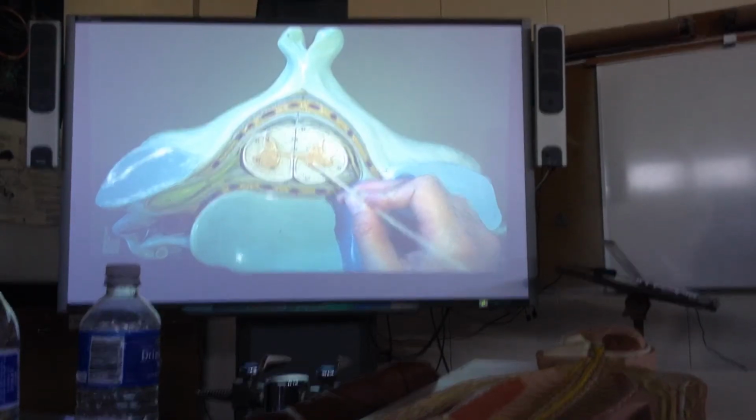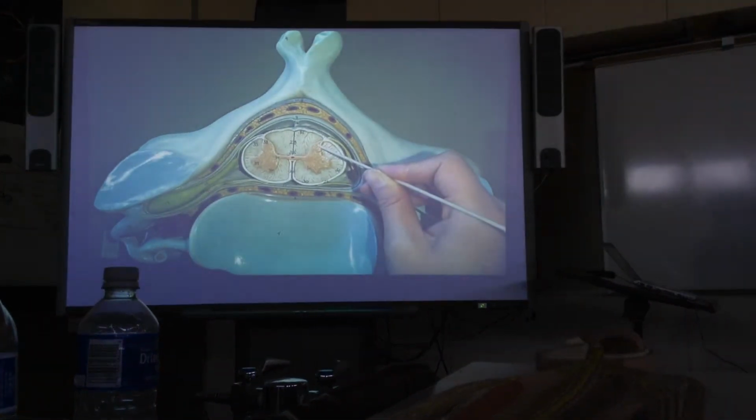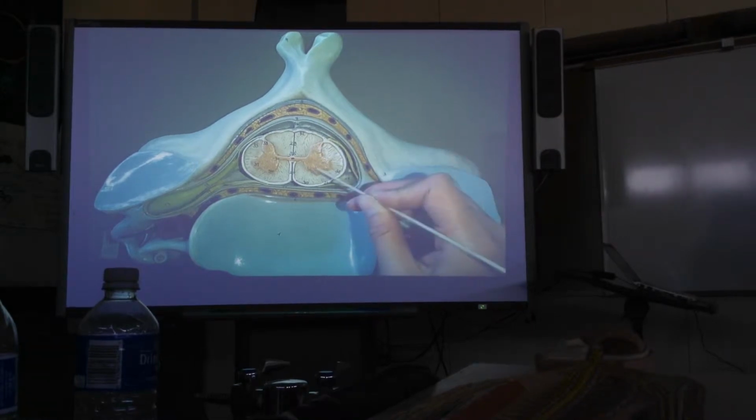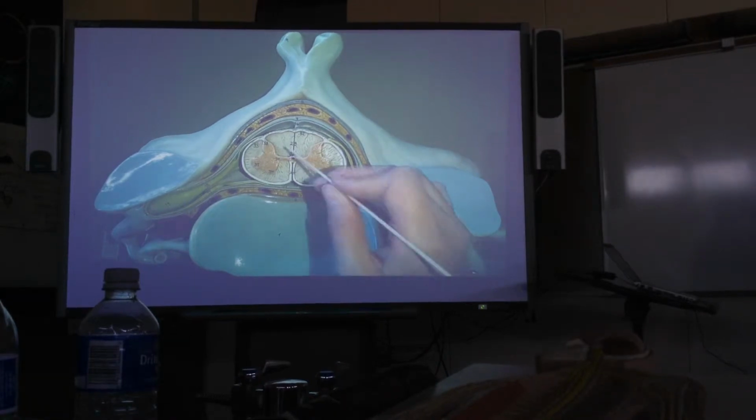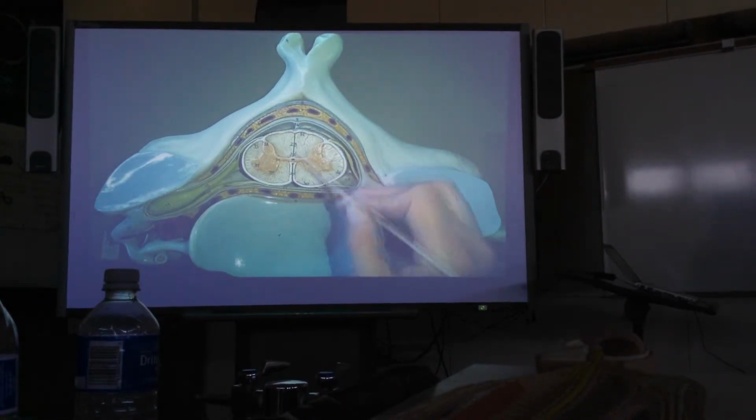So let's look at the horns. Name this horn. Dorsal horn. Good. Name this horn. Ventral horn or anterior. Name this horn. Lateral horn. Good. All right. So what type of matter do we have here?